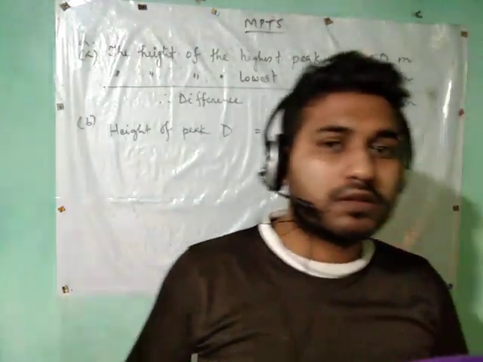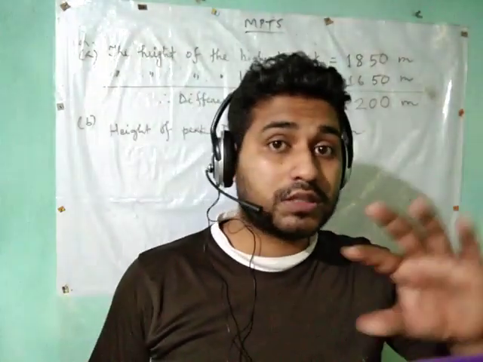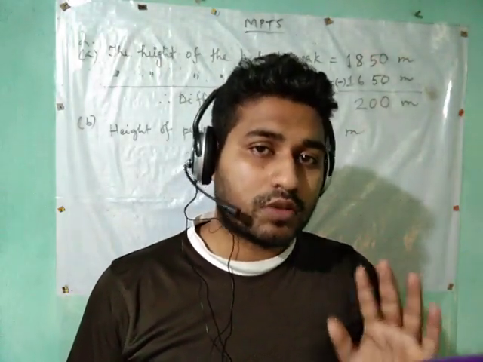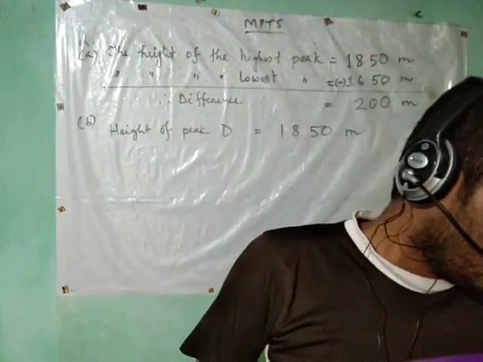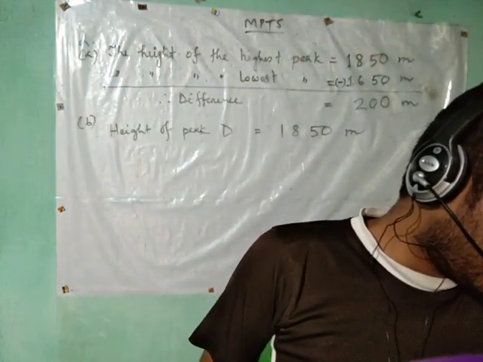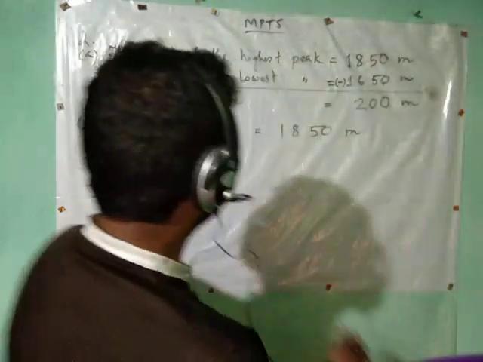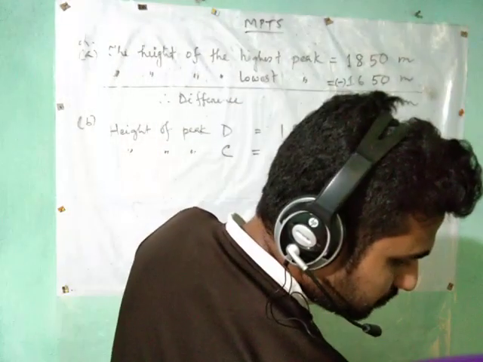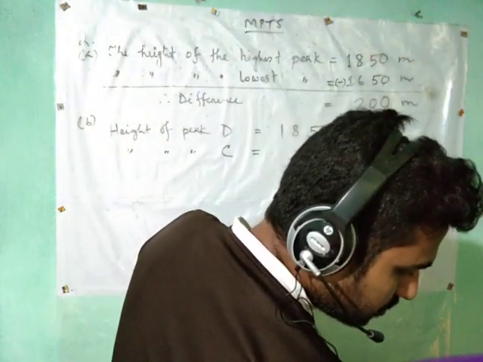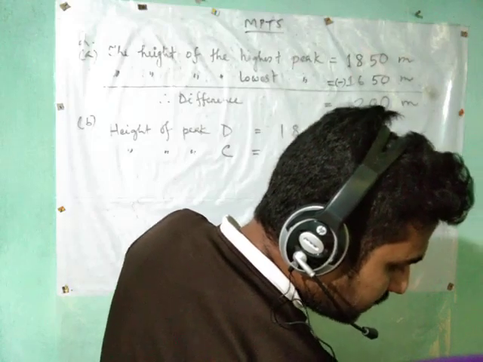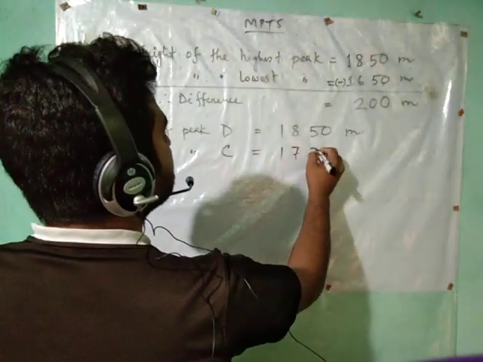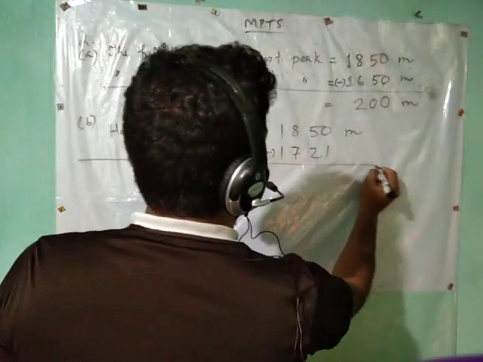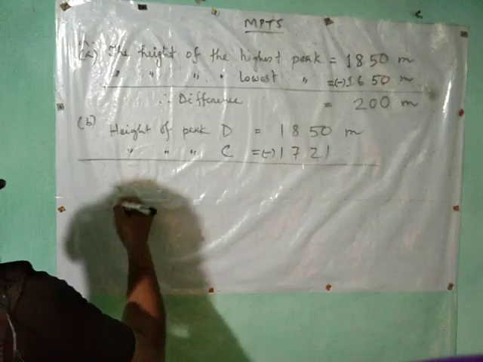Now it is asking how much taller peak D is. If someone asks you how much, then that means you have to subtract. You have to subtract simply, minus peak C. What is the height of peak C? Look at the question figure. 1721. And you have to subtract. Why? Because you are asked to find out by how much.